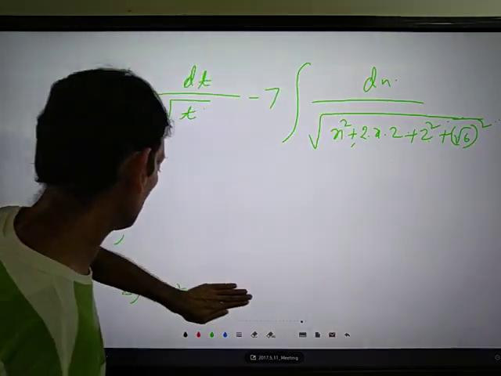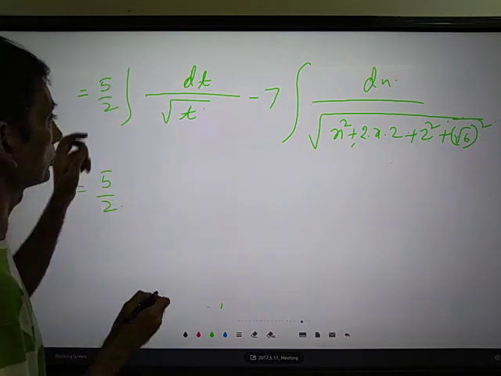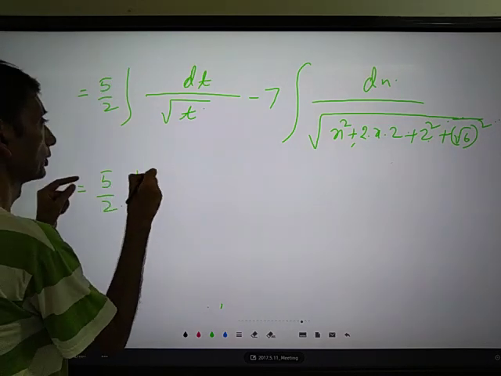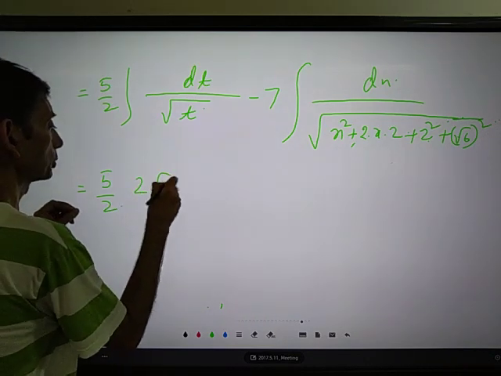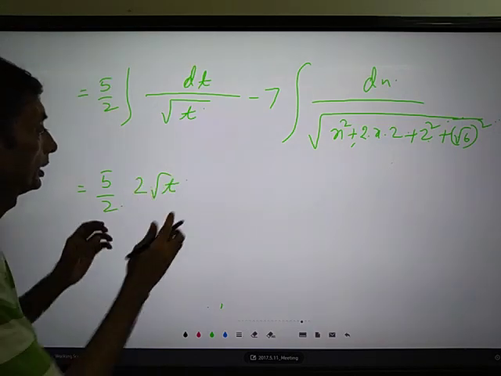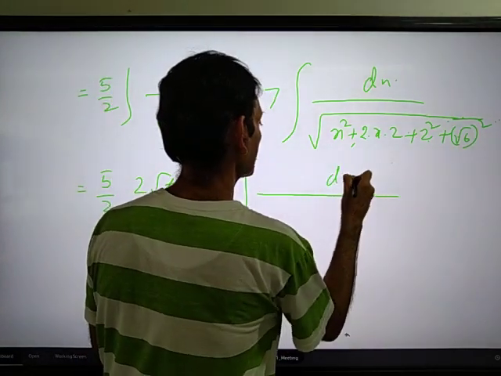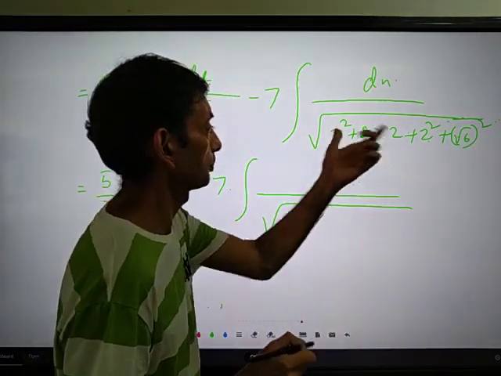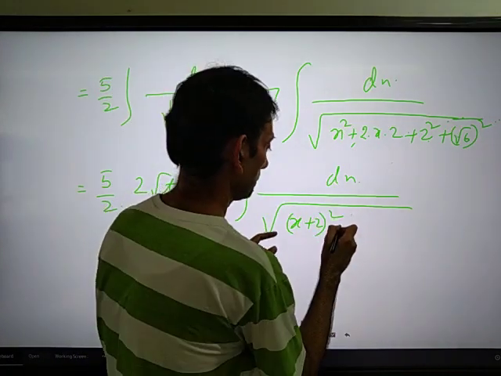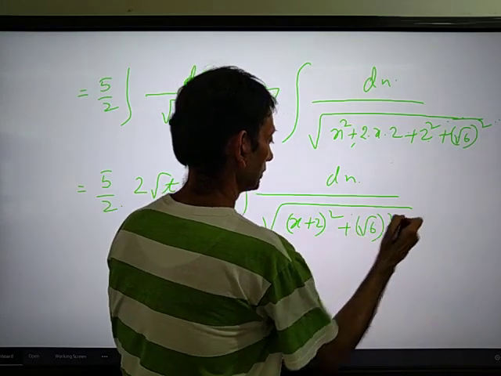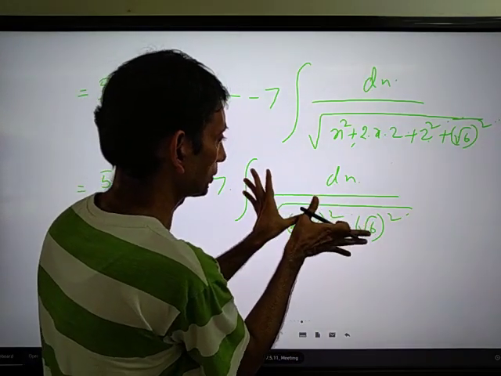Next step is this: 5 by 2, dt by root t. It's a direct formula. It's not log. dt by root t is 2 root t. That is minus 7. And this polynomial we can express in the form of x plus 2 whole squared plus root 6 whole squared. That is the x squared plus a squared form, and we know this is a standard form.